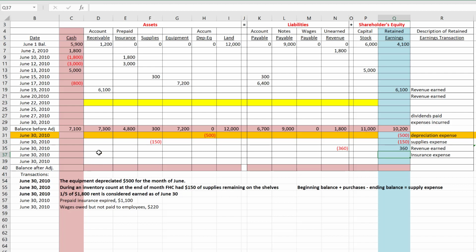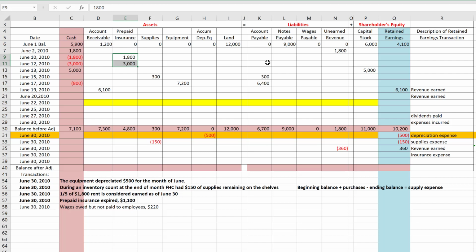Let's look at the next transaction. The next transaction is related to prepaid insurance. If you recall, during the month of June, we purchased 2 insurance policies, an $1,800 policy and a $3,000 policy. When you buy insurance, you have what's called a prepaid expense. Insurance becomes an expense as it is consumed over time.